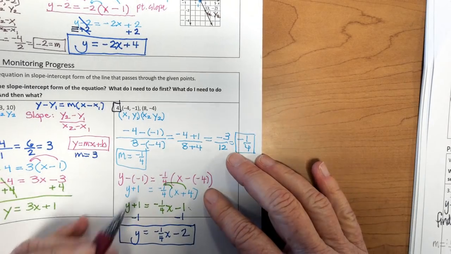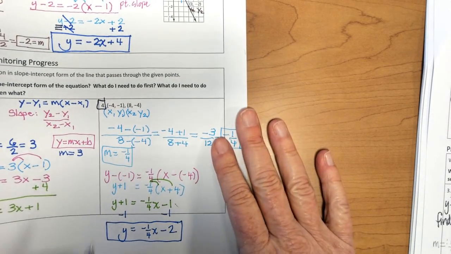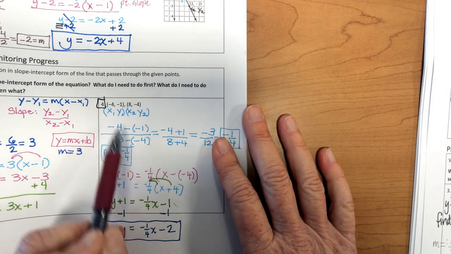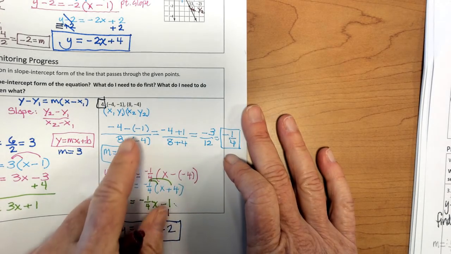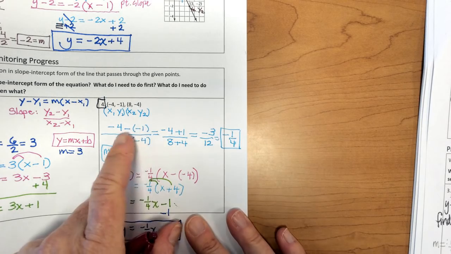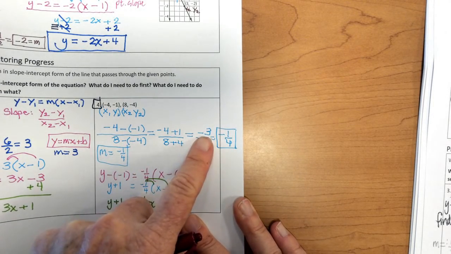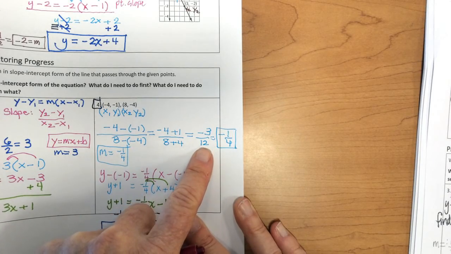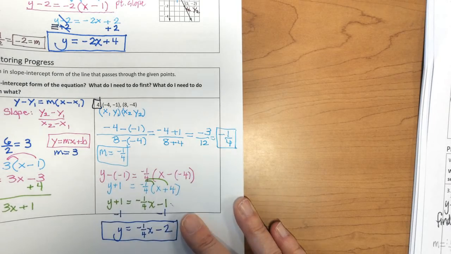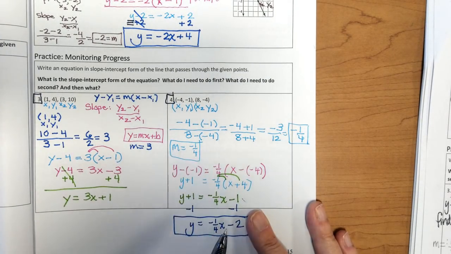For number 4, it was a little bit more work because I had those negatives. So again, I first labeled my points, then I went in and I calculated my slope. You can see I had the negative. I'm very meticulous about writing everything out so I don't make a mistake. And so then I get negative 3 over 12, and notice you have to simplify. So I got negative 1/4. So that I noted was my m. M is equal to negative 1/4.